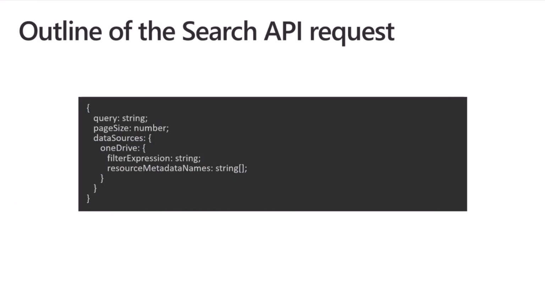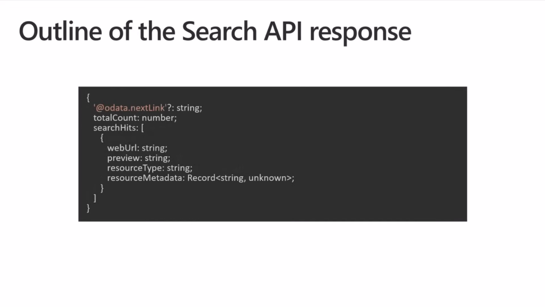In the request, we have the query itself, which will be natural language, the page size if we want to do paging across all of the responses, and then the data sources that we want to target if, again, also with the search experience, we want to target a specific subset of documents and content in our Microsoft 365 tenant. And we can also specify through the resource metadata names if we want to retrieve not only the URLs of the items matching the search query, but also some additional metadata for those documents, like, for example, the title or the author of the document.